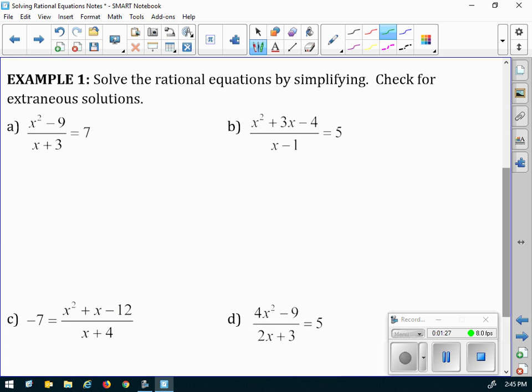You'll notice it says example 1 on this page, and then the next page says example 2, and then example 3. Our goal is to work through example 3. So that's as far as we're going to get today.